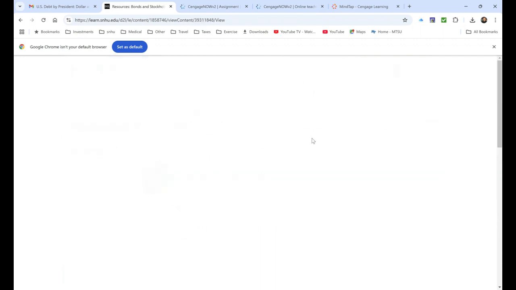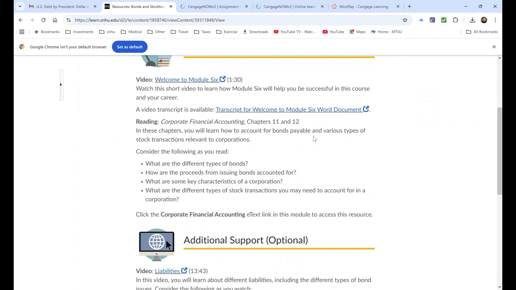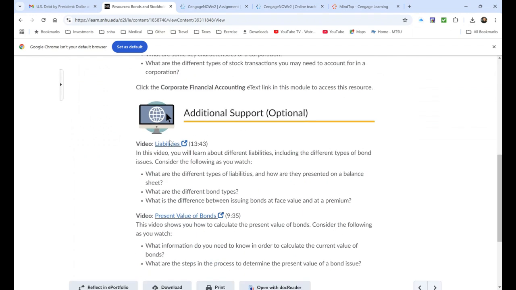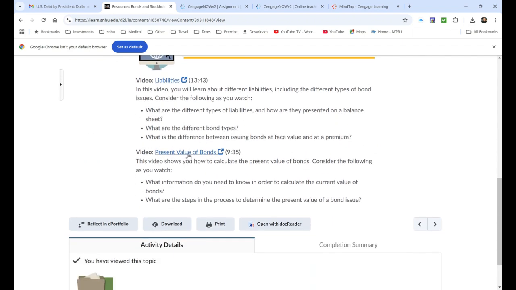Resources, we've got the chapters, of course. You've got a couple of videos here. Liabilities, you'll find out about the different liabilities, and then you'll look at the present value of bonds.